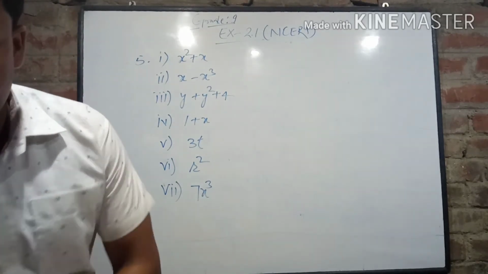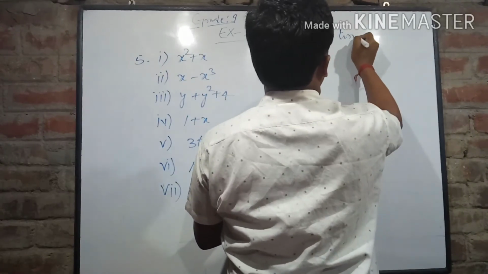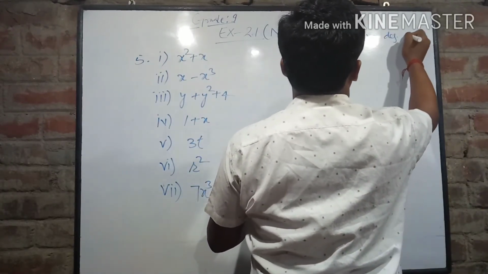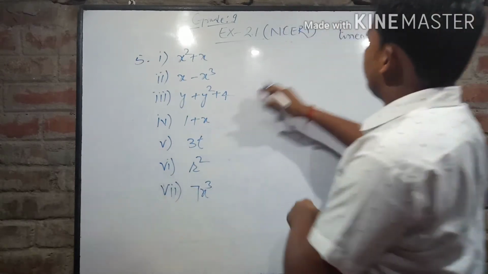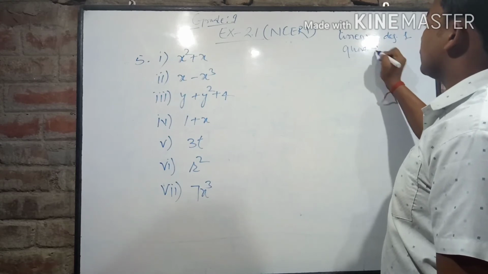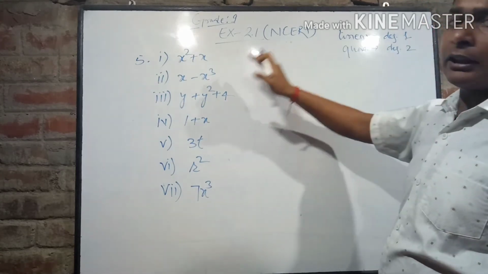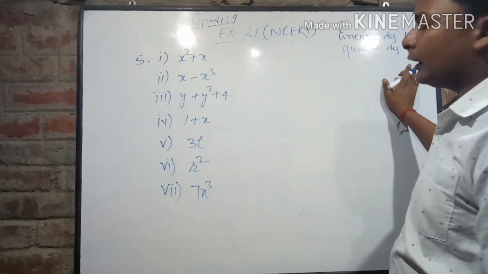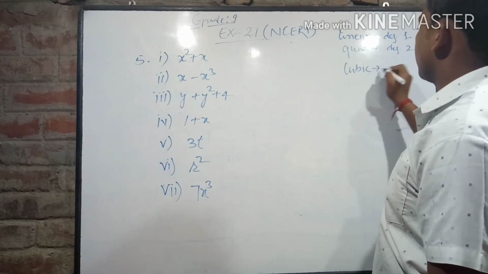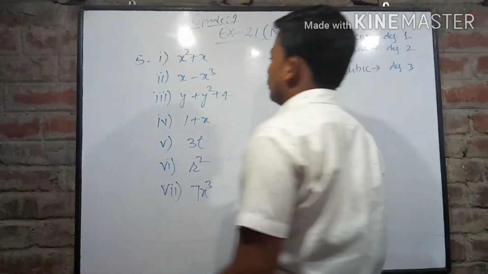My dear, I am once again revising. What is linear? Linear means whose degree is 1. It means the highest exponent value is 1. What is quadratic? Quadratic means the degree is 2. If the highest exponent value is 2, then it is classified as a quadratic equation. And cubic is degree 3. Then it is known as a cubic polynomial.